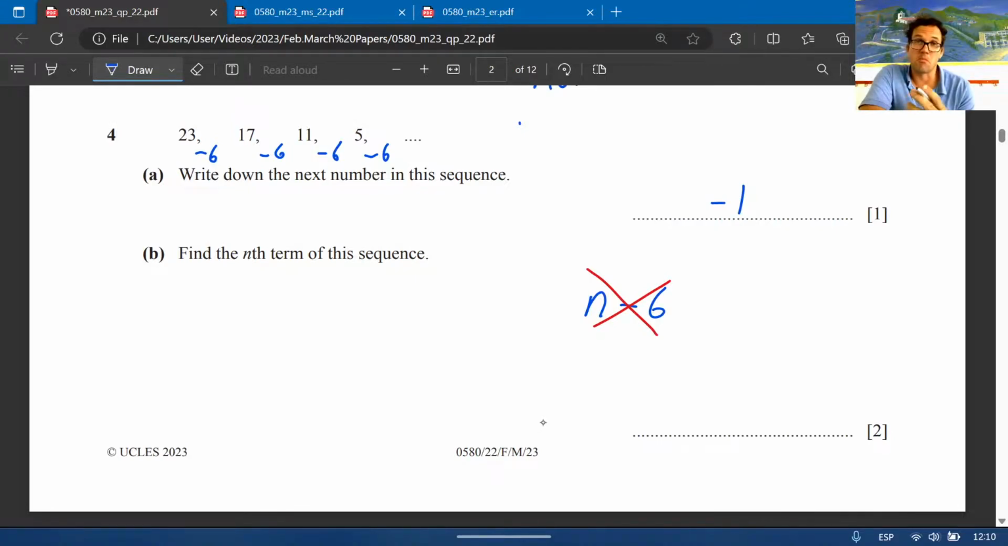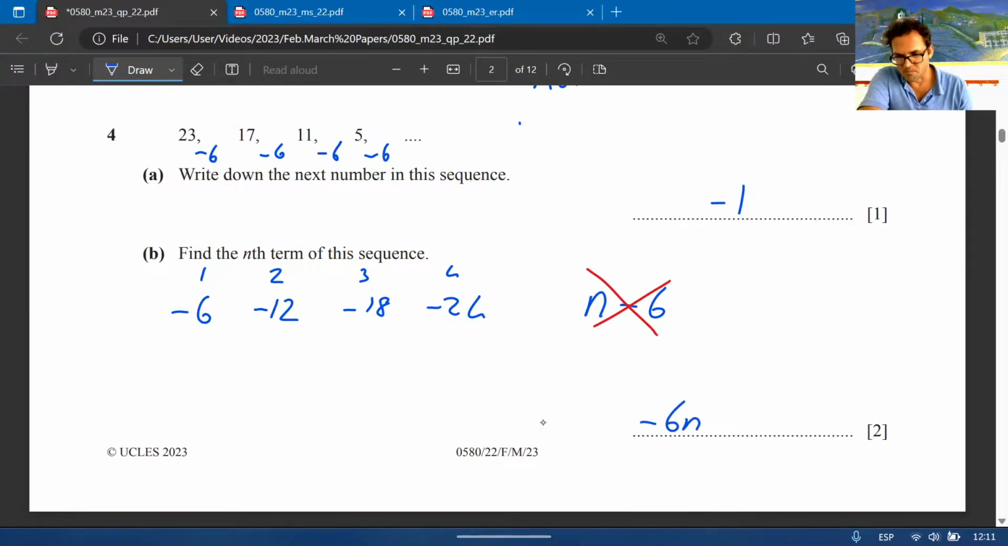Okay, and that will be the -6 times table. The -6 times table will go -6, -12, -18, -24. Yeah, because 1 times -6 is -6, 2 times -6 is -12, 3 times... so our rule will start with -6n.